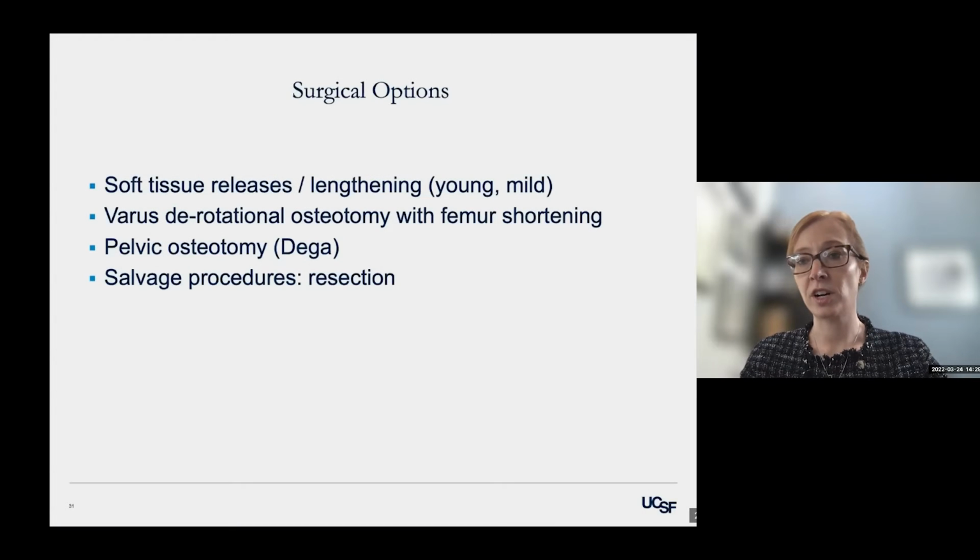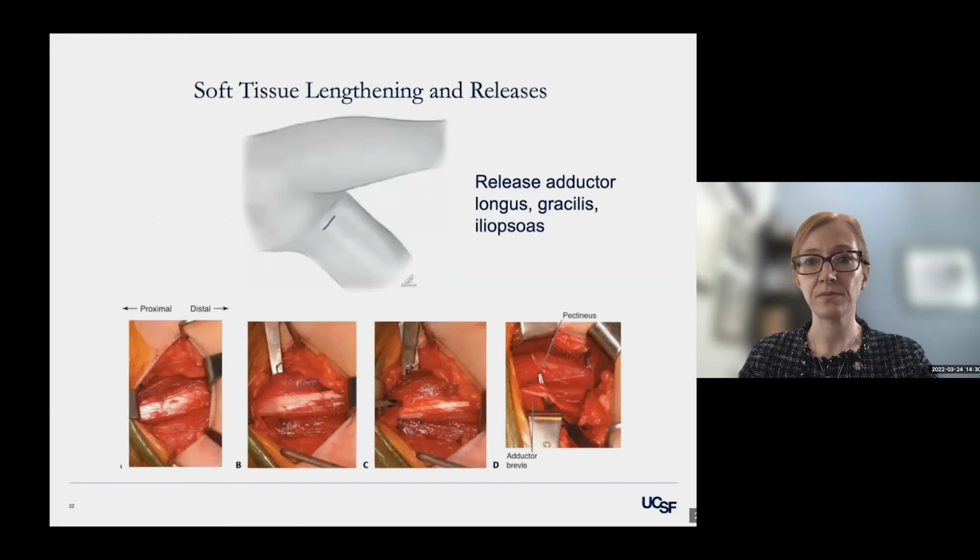And then in terms of what our surgical options are, classically for hips, we're either doing soft tissue releases and lengthenings. This is for more mild hip dysplasia in young patients. Sometimes we do varus derotational osteotomies of the femur with femoral shortening. We may do a pelvic osteotomy, for example, a Dega osteotomy, or in bad cases, salvage procedures such as a hip resection.